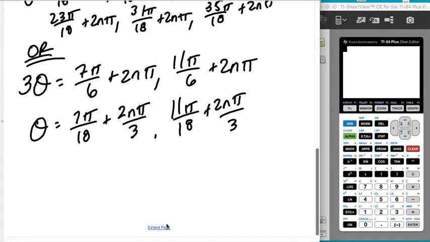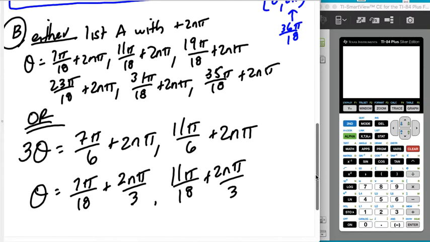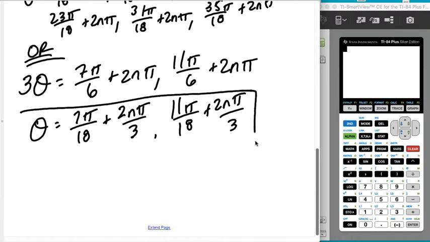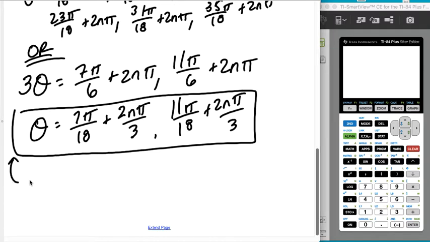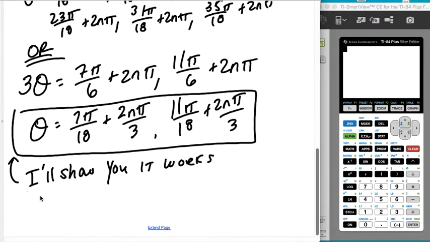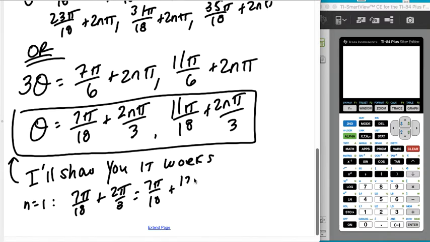And what's crazy is that if I check, this will fill out the other answers, right? So just to verify this checks out, let's say I picked n was 1. If n was 1, I'd get 7 pi over 18 plus 2 pi over 3, which if I convert the 2 pi over 3 into 18ths, I'd multiply by 6 over 6, so 12 pi over 18. Well, that would give me the 19 pi over 18.